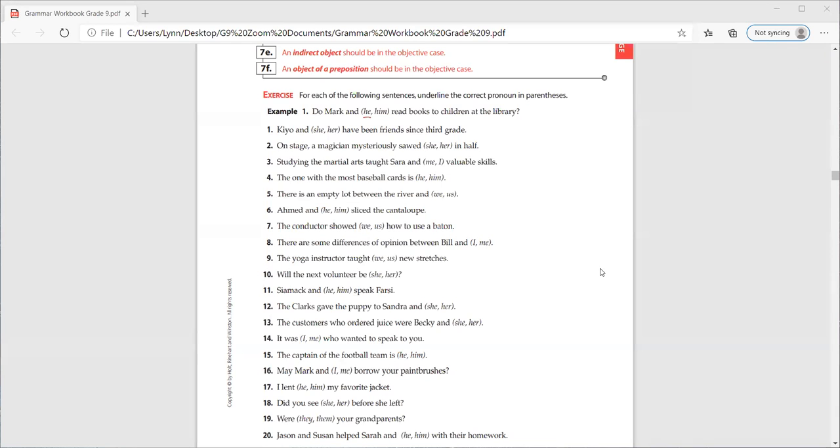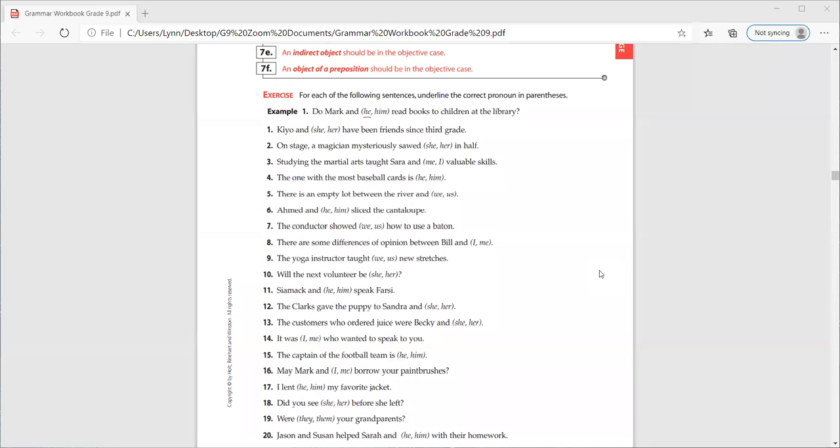The one with the most baseball cards is he. There is an empty lot between the river and us. Ahmed and he sliced the cantaloupe. The conductor showed us how to use a baton. There are some differences of opinion between Bill and I. The yoga instructor taught us. Jana, go back to number 8. There are some differences of opinion between Bill and me. Yes. The yoga instructor taught us new stretches.